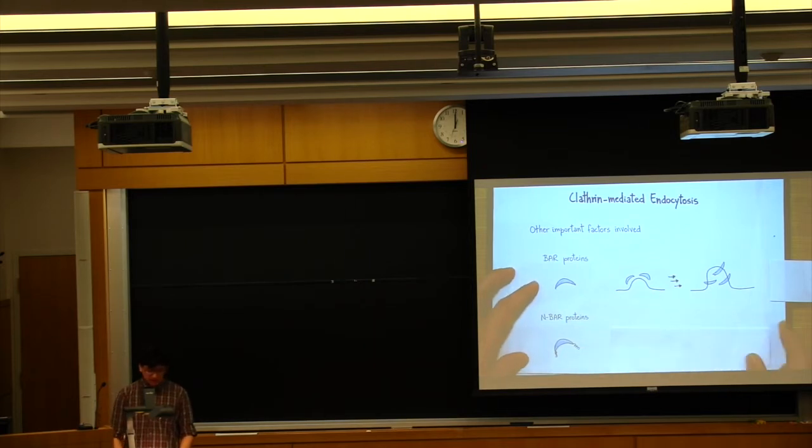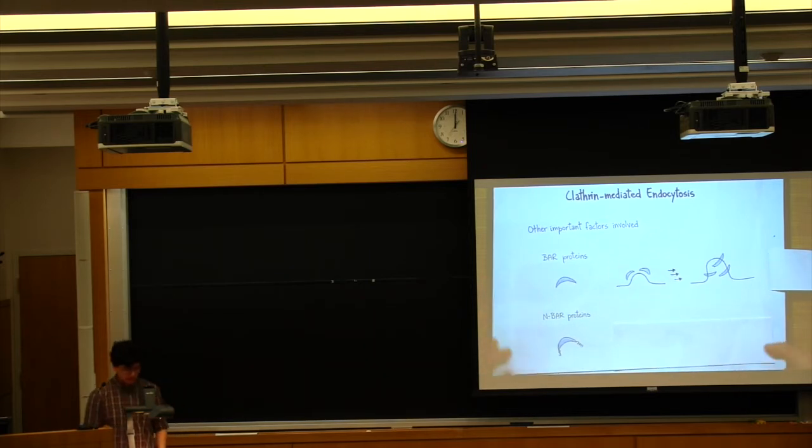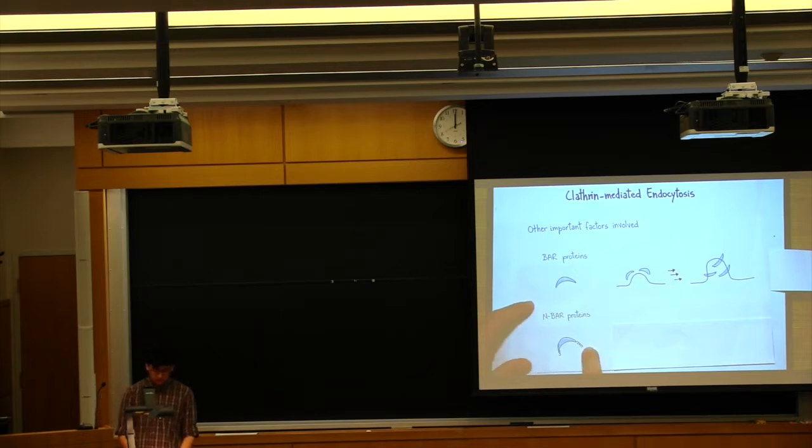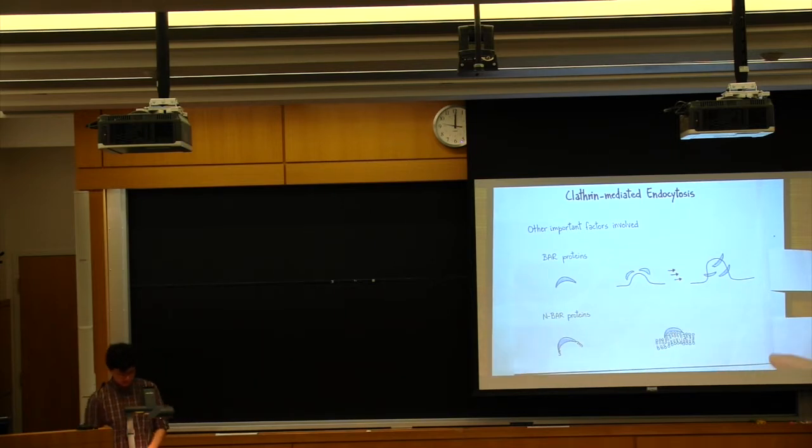M-BAR proteins are basically like BAR proteins, except that they have these two amphipathic helices. So M-BAR proteins will not only bind to slightly curved surfaces, but by inserting these amphipathic helices into the lipid bilayer, they can actually induce even more curvature.